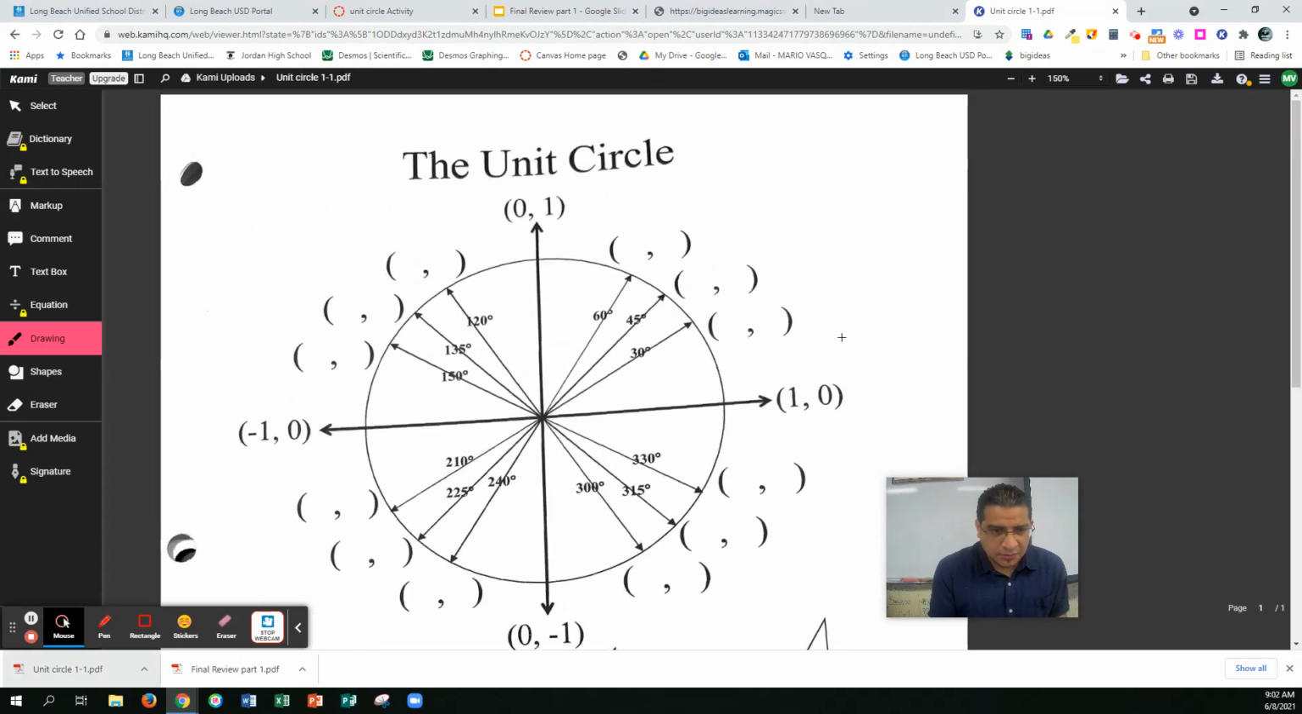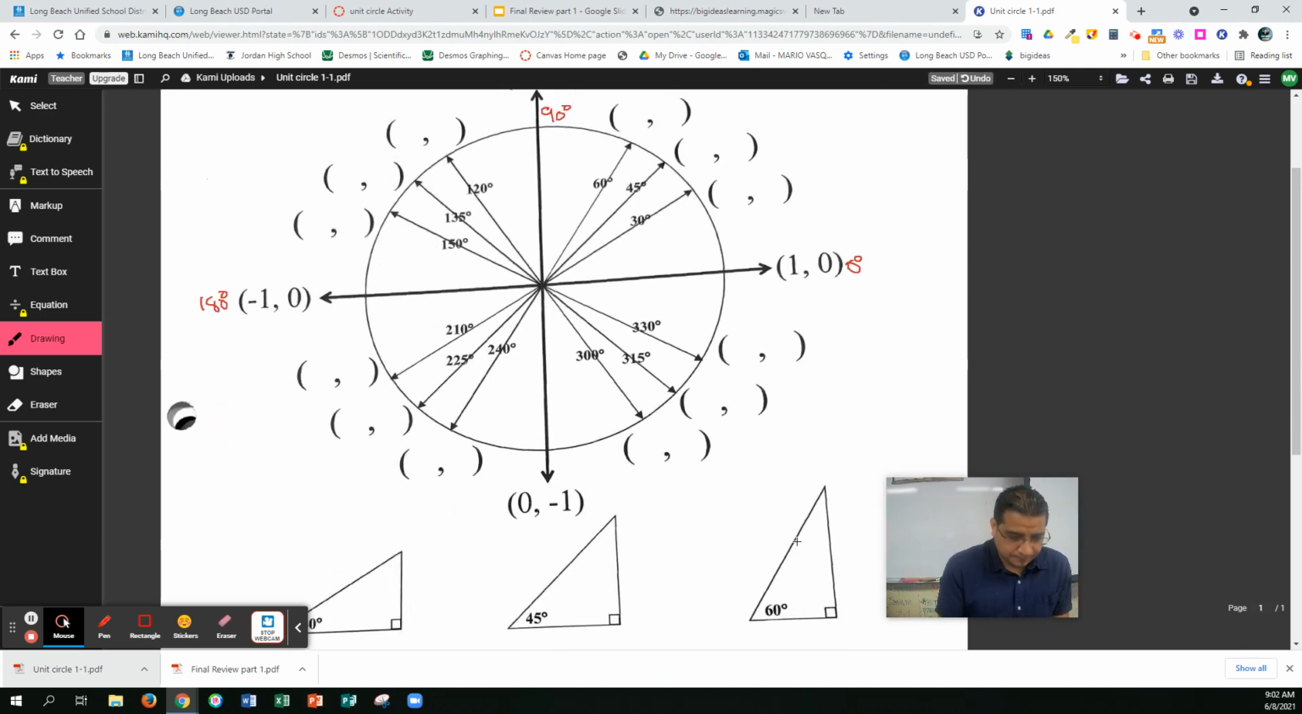So I'm going to label the degrees right here. This will be 0 degrees. This will be 90 degrees. This will be 180 degrees. And this here at the bottom will be 270. That's 180 plus 90. And of course, the full rotation will be 360 degrees.